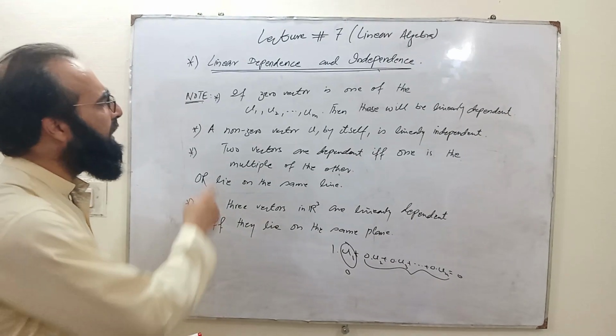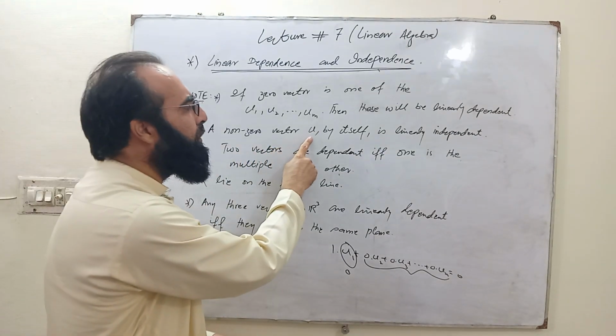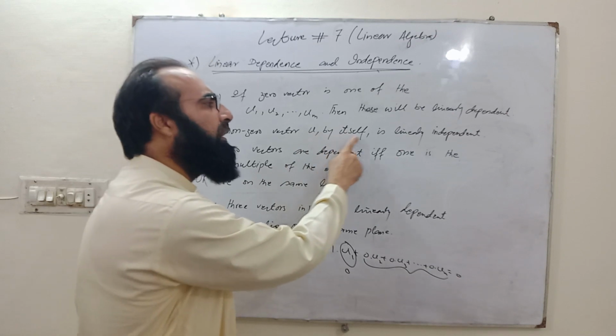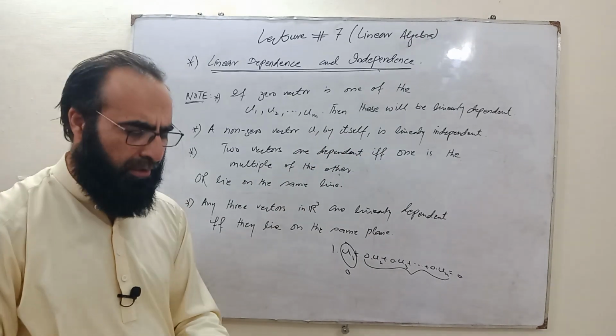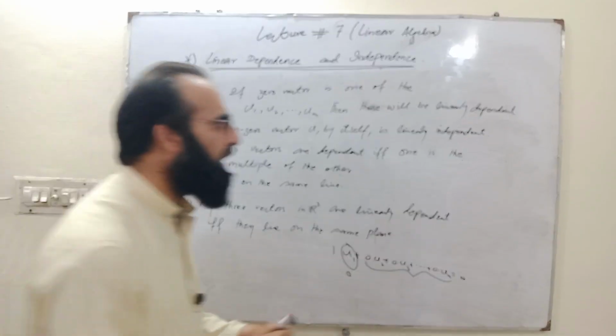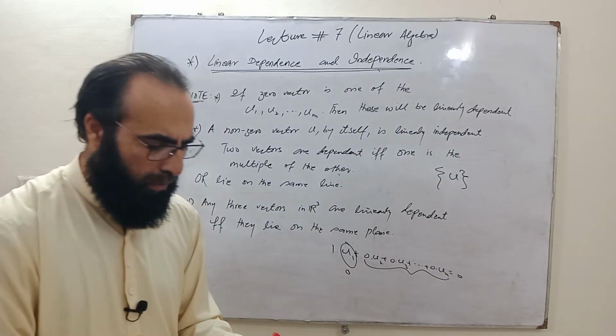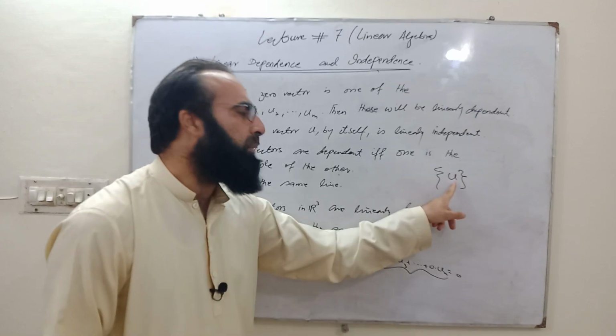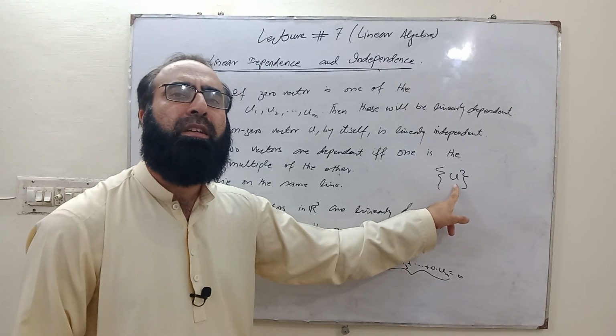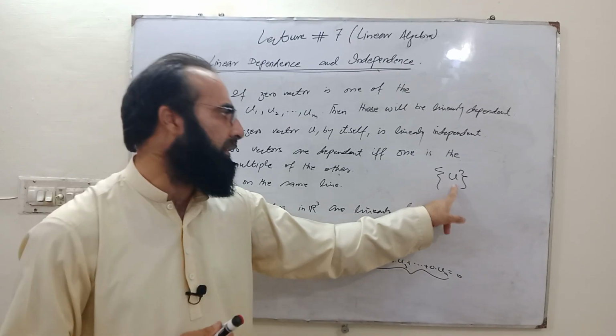The second one is that a non-zero vector u by itself is linearly independent. For example, we have a collection consisting of only a single vector, say u. So this vector by itself is a linearly independent vector.